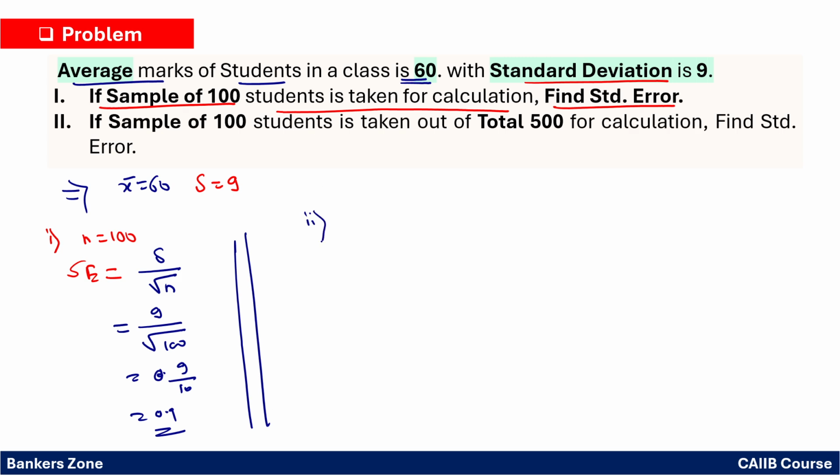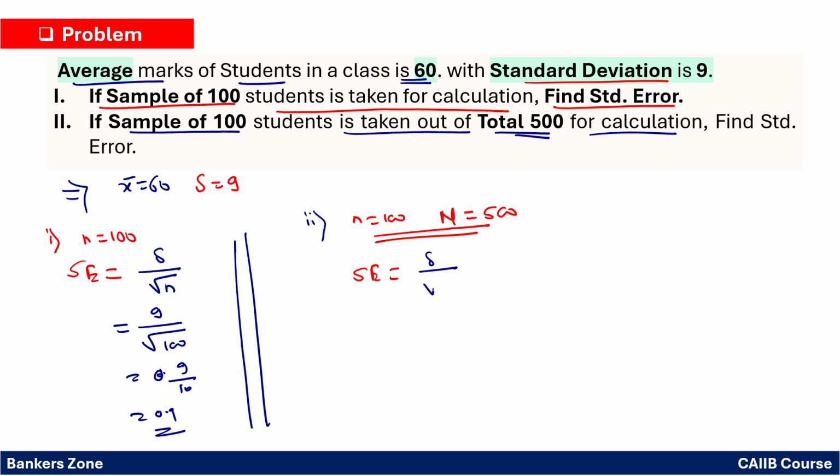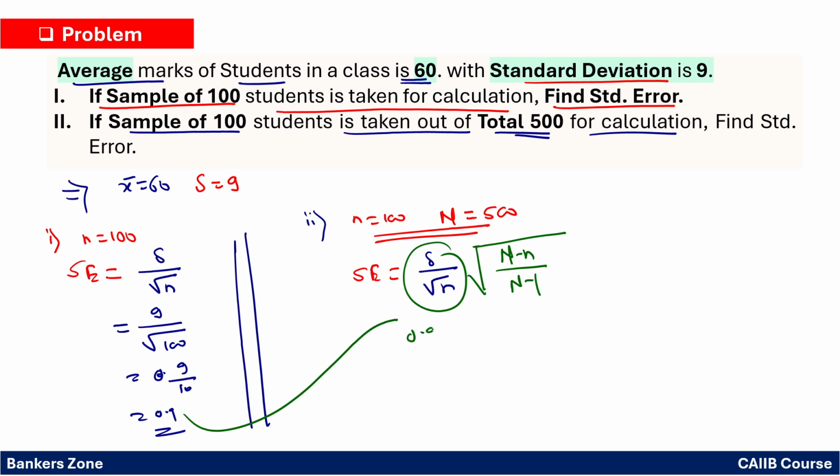A sample of 100 students is taken out of a total of 500 for the calculation. Now see what they have given: small n is again 100, but the total population capital N is 500. So in that case, standard error will be sigma upon square root of n, and you have to multiply with the finite population multiplier, square root of (N minus n) upon (N minus 1). The first part we have already calculated, it is 0.9.